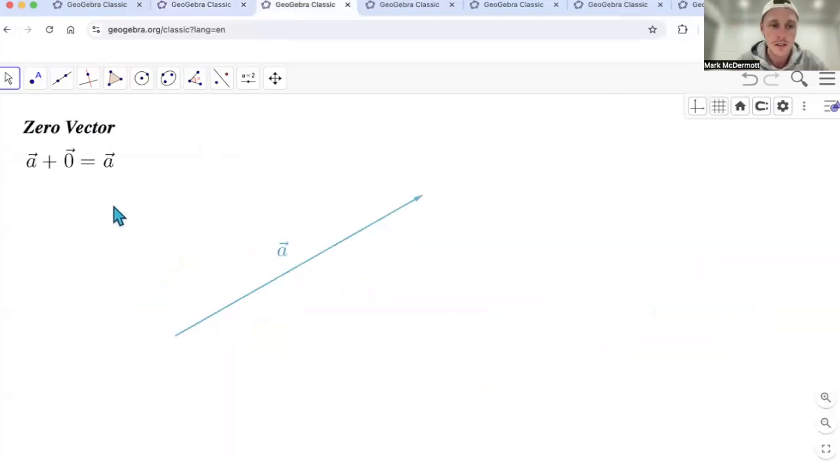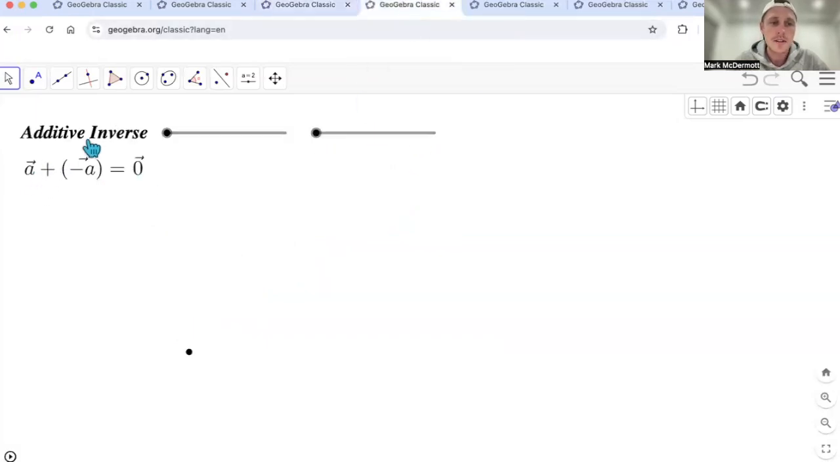Next one, the zero vector. There's not much we can say here. Hopefully pretty self-explanatory. If you've got some vector a and you add the zero vector to it, a zero vector has zero size and no direction. If it's got no size, you can't be pointing in any direction. So vector a plus the zero vector is just vector a. There's not really any other way to show it. You're just adding nothing. It doesn't change anything.